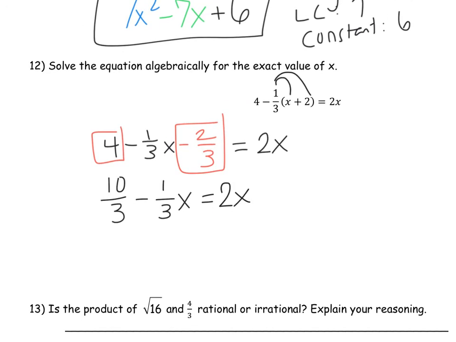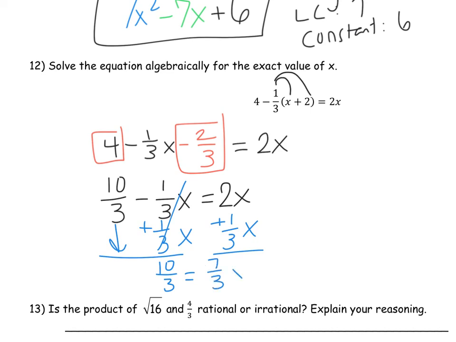Okay, so now I need to get this x over here. So let us just add 1/3 x to the other side. Plus 1/3 x. Cancels out. This comes down. 10 over 3 is equal to 2 plus 1/3. 2 plus parentheses 1 over 3. Math, enter, enter. That's going to be 7 over 3 x.